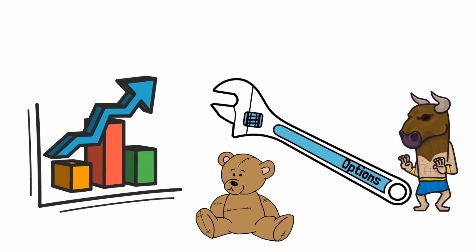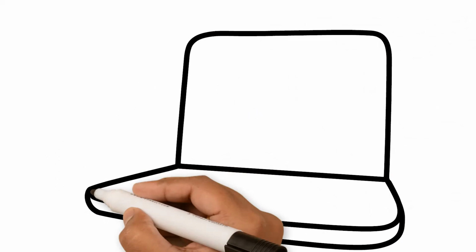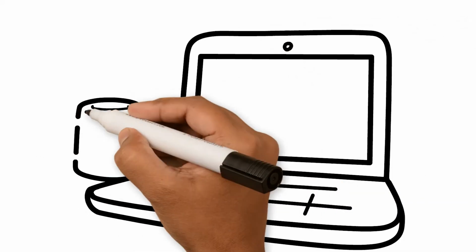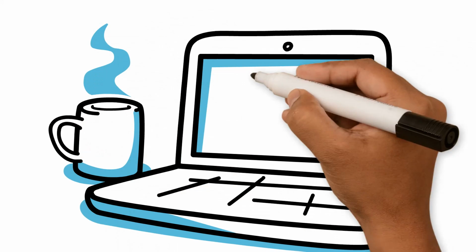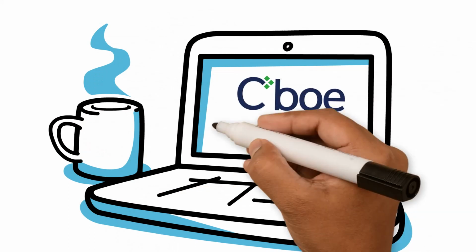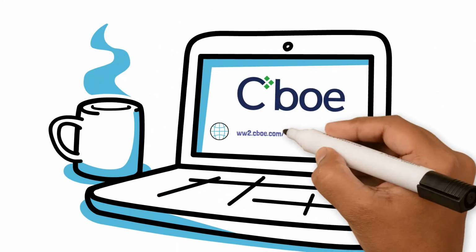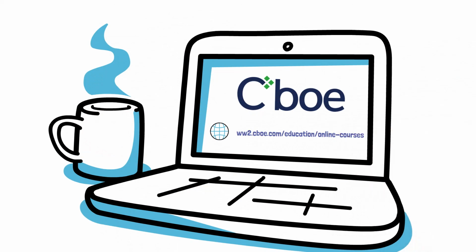If, in the meantime, you want to do some reading of your own, there are great sources of information available. My favorite are the CBOE online courses. You will find a link in the description. These are free courses covering all you need to know about options, and they include some tests so you can check your learning.